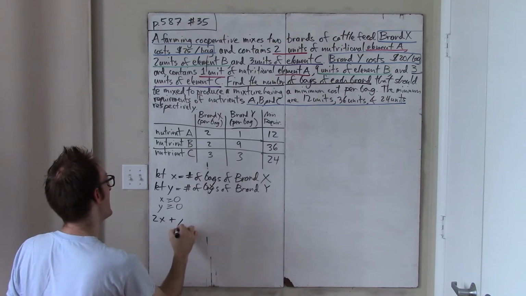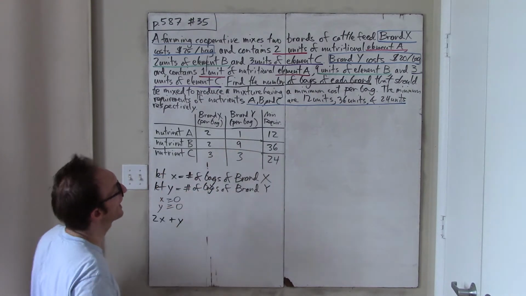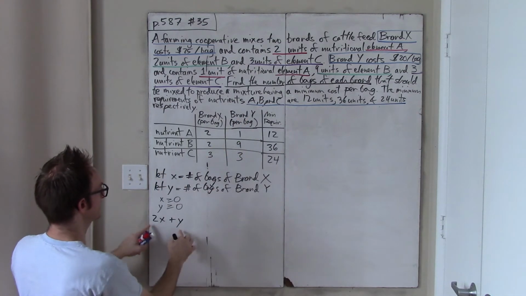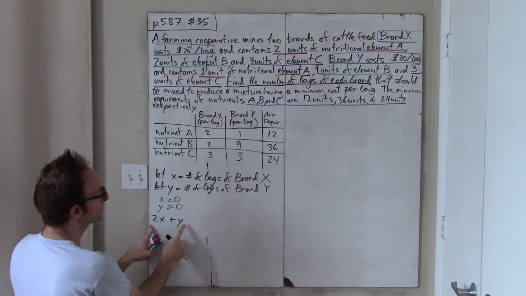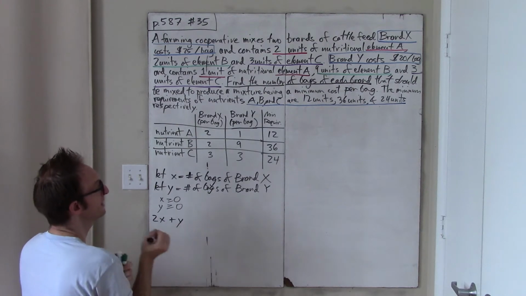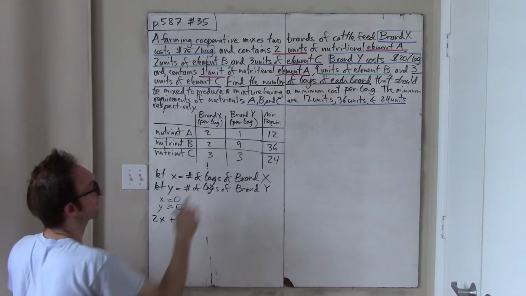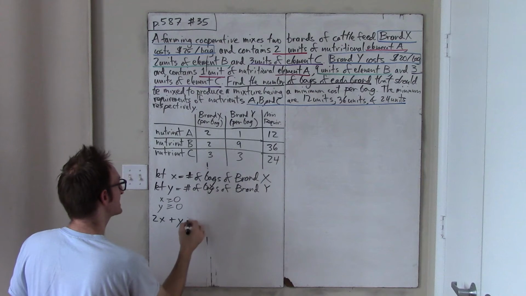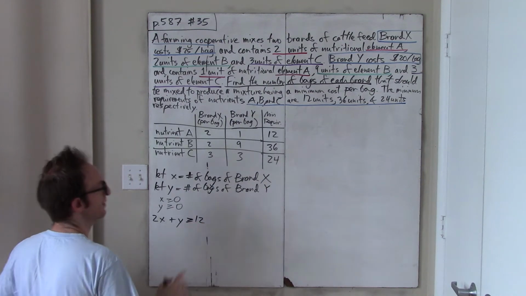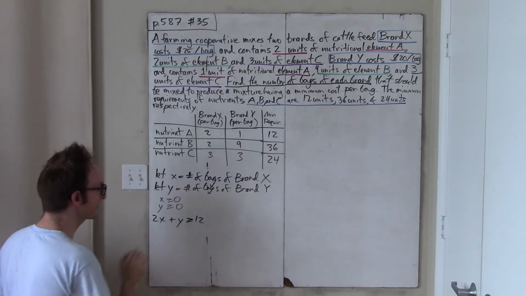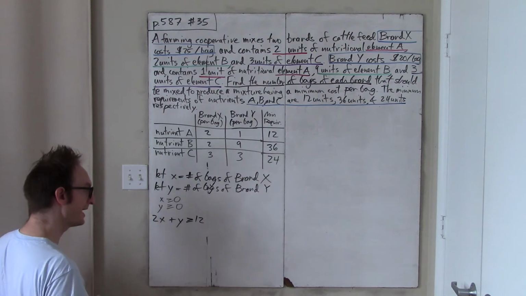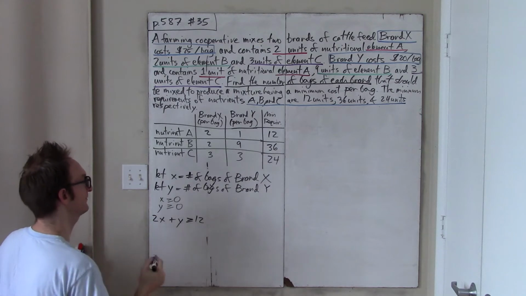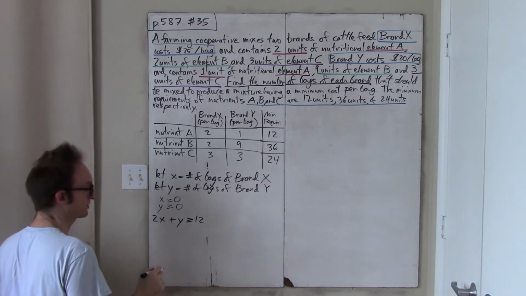Then plus y, because for nutrient A I only get 1 unit per bag of Y. So together, 2x plus y represents the number of units of nutrient A that I get as a function of the number of bags of the 2 different brands I'm using. And it's that which has to be greater than or equal to 12. So if I need at least 12 units of nutrient A, then I need sufficient numbers of bags of brand X and brand Y such that it adds up to 12. If you get that, good; if not, we have 2 more tries to understand this.